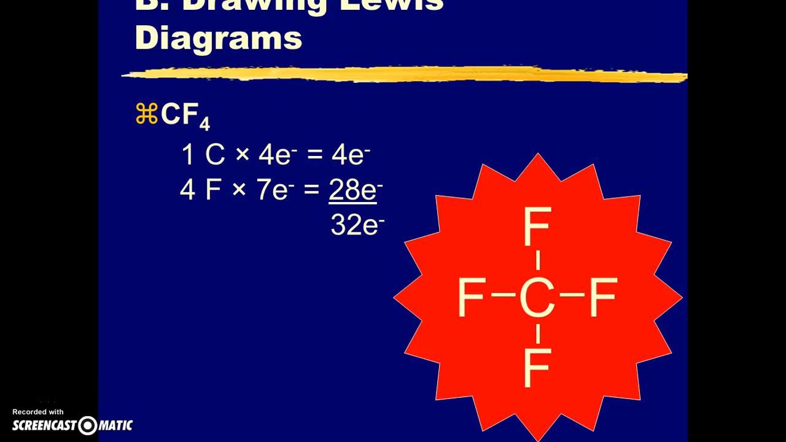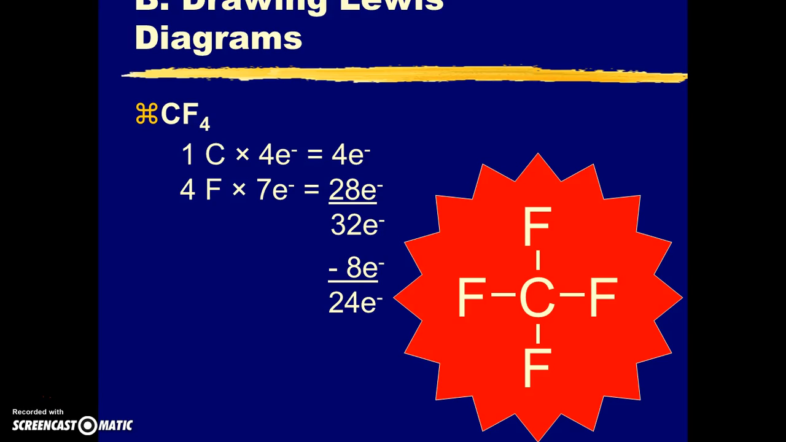We need to take 2 electrons each to form a bond. So we need to form 4 bonds around the carbon, each one with 2 electrons. So that takes a total of 8 electrons just to form those bonds. Now carbon has an octet of electrons. It's done. It cannot hold any more.